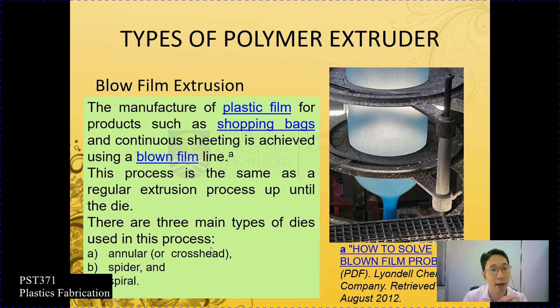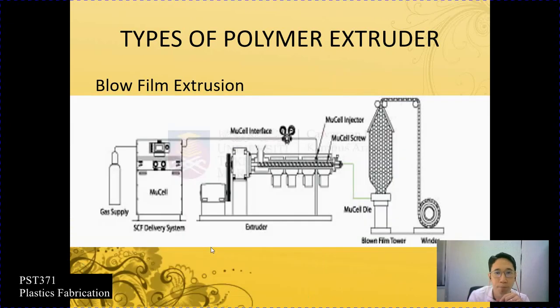There are three main types of die used in the process. First one, we have an annular or the crosshead. And then we have spider and finally, a spiral. Okay. This is the illustrations of the blow film extrusion. Macam saya cakap tadi, kita ada extrusion, extruder parts. And then we have a die. And then from the die, it will blow to the tower, the blow tower. And then it will be flattened. And we go to the winder for rolling process.